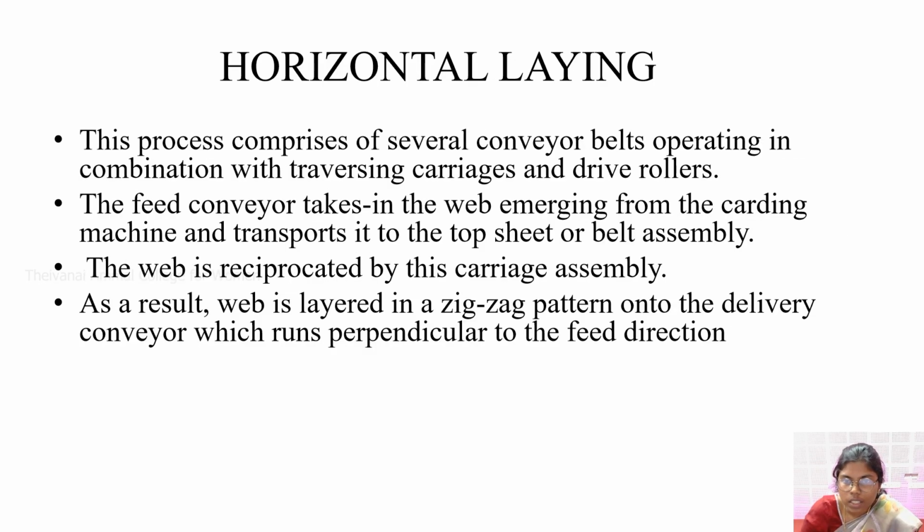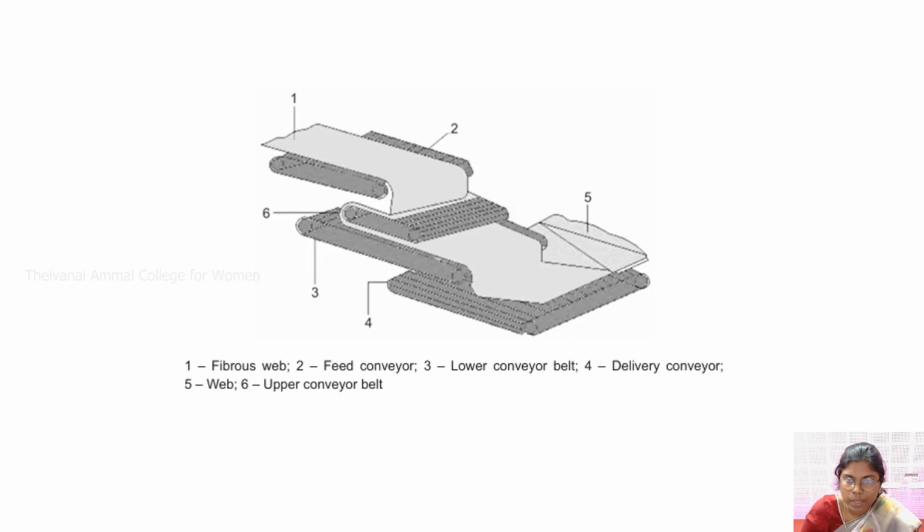Next you have another type of cross lay which is called horizontal laying. This also operates the same as camelback laying. Let me show you the diagram. So this is the picture of horizontal laying. As you can see, the web from the card will move through several conveyor lattices, through which you will get the arrangement of web in a zigzag manner.